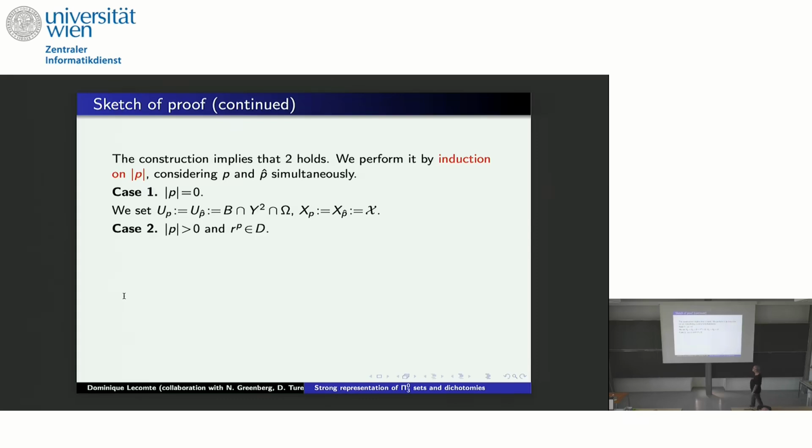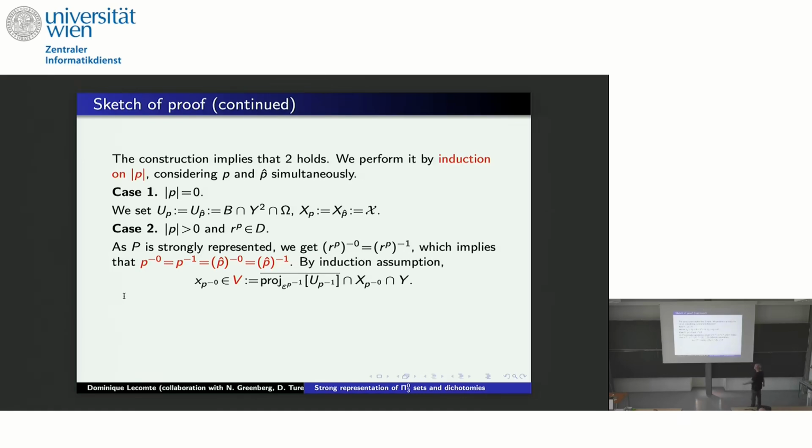The first difficult case is when the length of P is non-zero and Rp is in D. We start to apply strong representation. The first part of strong representation tells you exactly this: the zero predecessor of Rp is the same as the one predecessor of Rp. This implies that all the zero predecessors and the one predecessors of P, P hat, and all together are the same. This is what allows us to do this case. Once you have this, you just apply the induction assumption. The inclusion conditions that we have to ensure in the construction are all transitive, so it is enough to ensure them for the immediate predecessors.